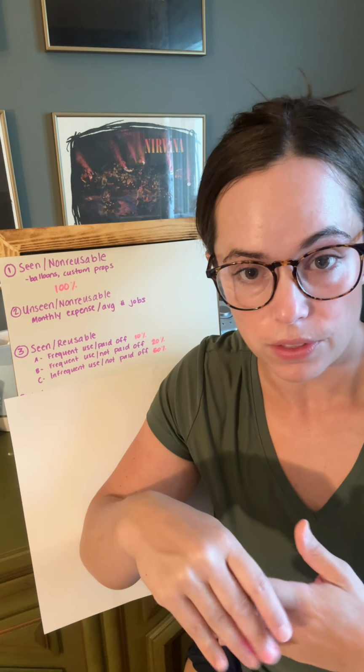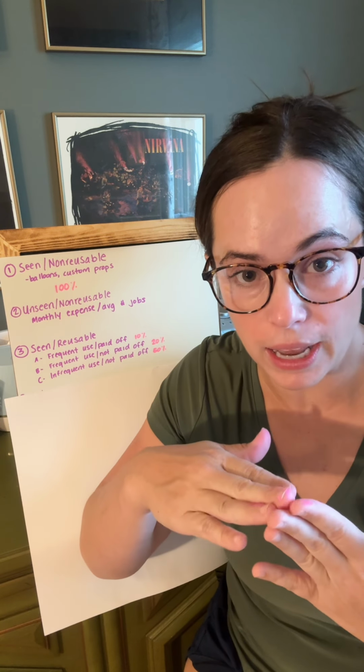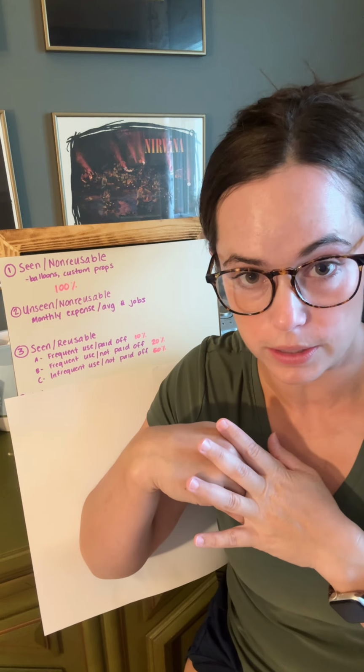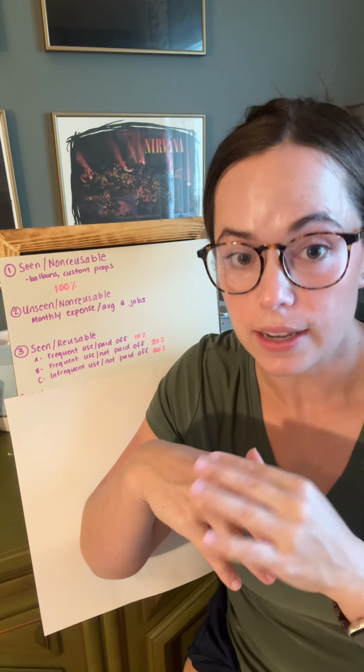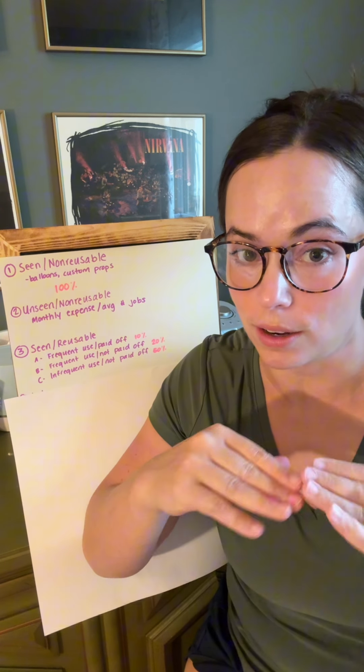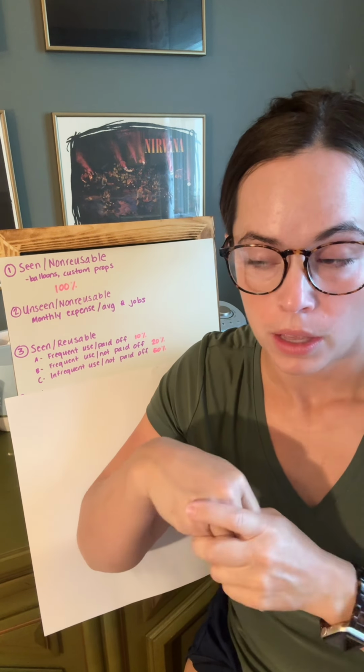So for those sorts of things, a frequent use paid off item, you can charge your customer 10% of the cost of what it was to you. And again, if you get it on sale, you can choose whether you pass that savings on to your customer or you do 10% of the retail price.